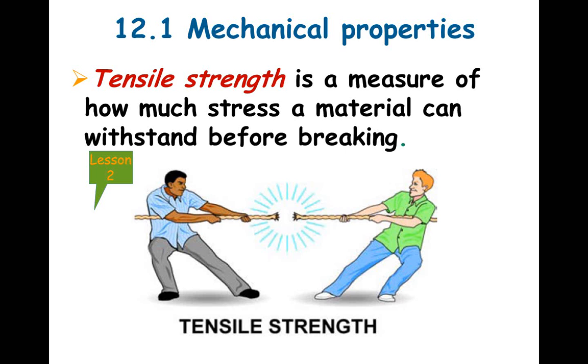Tensile strength is a measure of how much stress a material can withstand before breaking. You might remember tension. When we were talking about tension, that was the two objects pulling in opposite directions along that similar line. So tensile strength measures that.